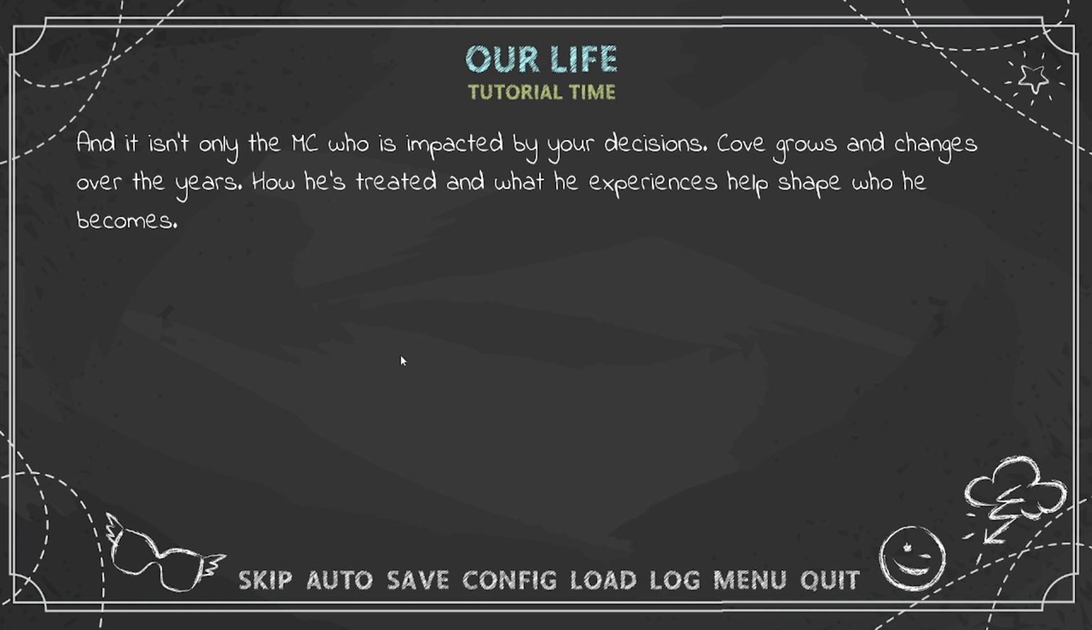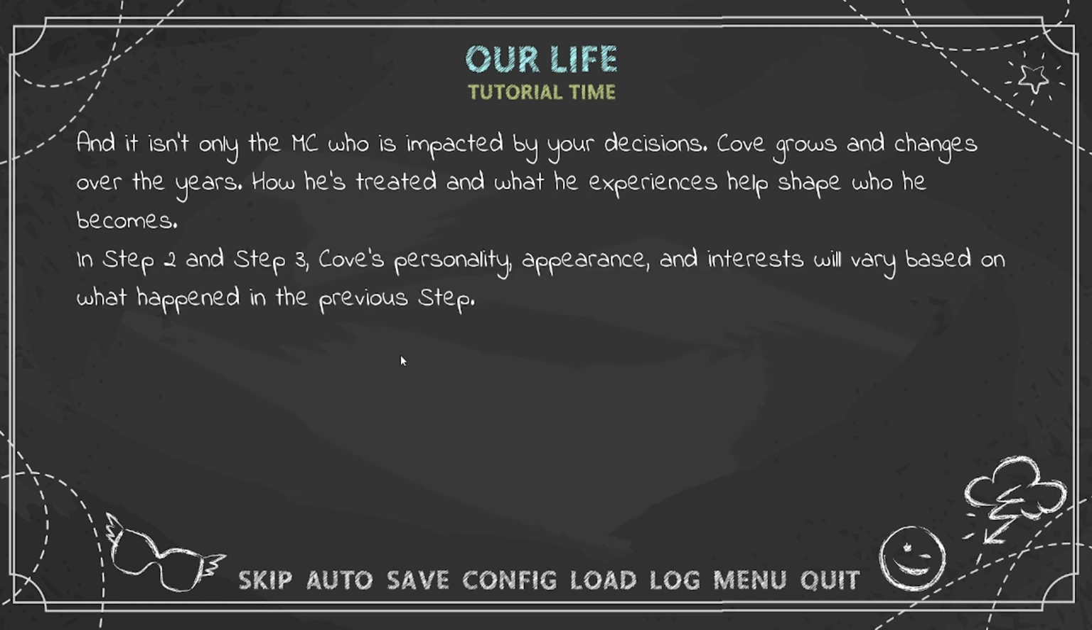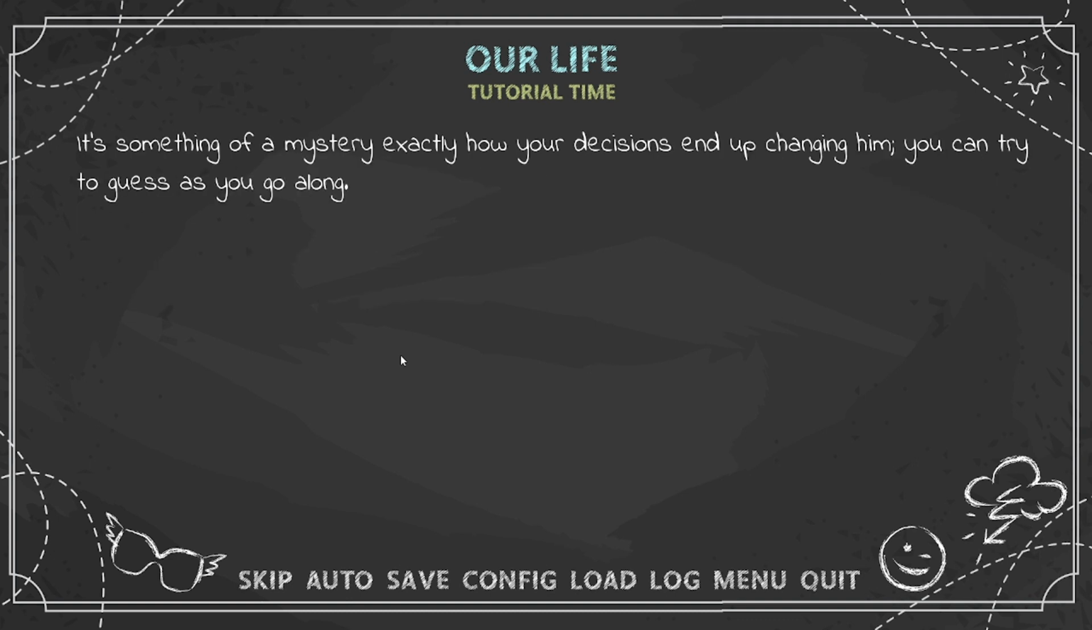Oh well. And it's only the main character who is impacted by your decisions. Cove grows, and it isn't only the main character who is impacted by your decisions. Cove grows and changes over the years. How he's treated and what he experiences help shape who he becomes. In step 2 and 3, Cove's personality, appearance, and interests will vary based on what happens in the previous step. It's something of a mystery exactly how your decisions end up changing. You can try to guess as you go along.